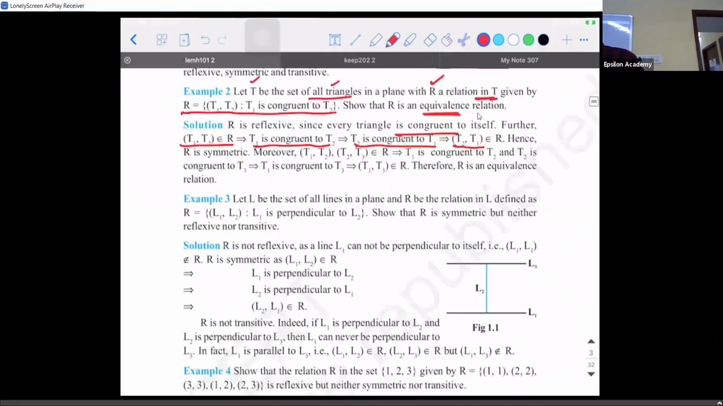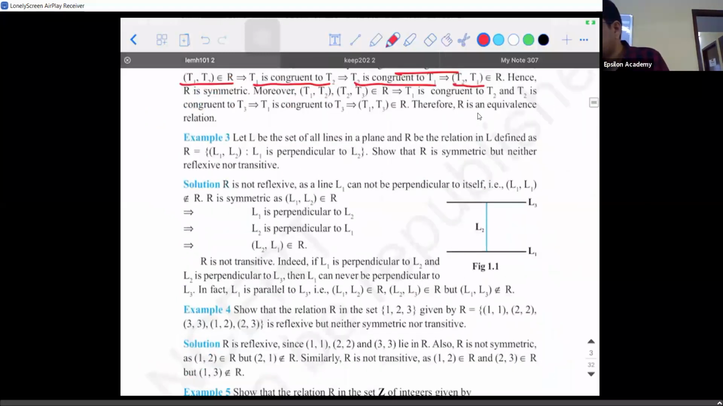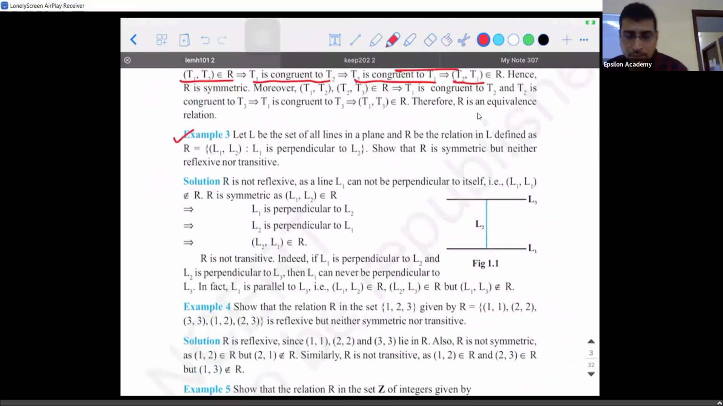Is anybody copying? Okay. Let's look at example number 3. Guys, on the other side, if you have any doubt, please stop me. Okay. So let's read the question. Let L be the set of all lines. You have the set of lines L1, L2, L3, so on, till I don't know how many lines there are. They are lines in a plane. And R is a relation in L. That relation is defined by the ordered pairs L1, L2 such that L1 is perpendicular to L2. Show that R is symmetric but neither reflexive nor transitive.